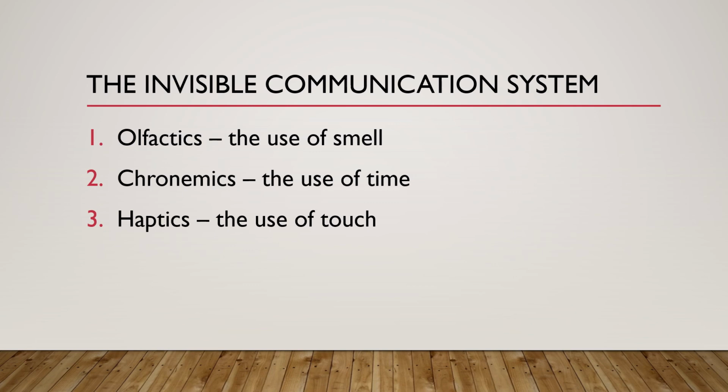Haptics involve the use of touch. So we have some different types of touch in this category. We have affectionate touch, so things like hand holding, hugging. All of these types of touch, affectionate touch, are important for increasing our mental and physical well-being and reducing stress. Affectionate touch is really important in our romantic and interpersonal relationships.